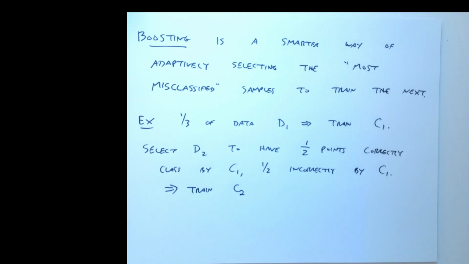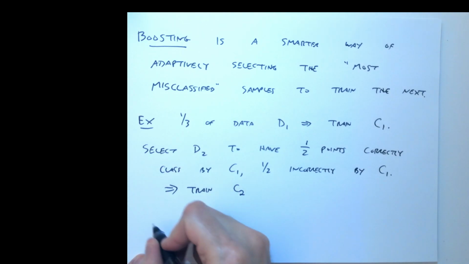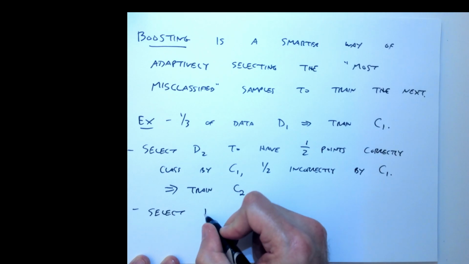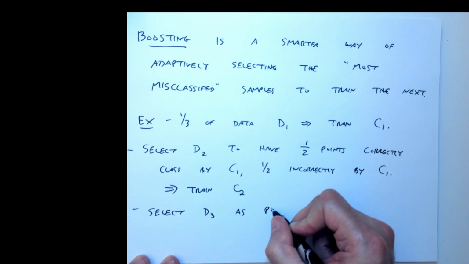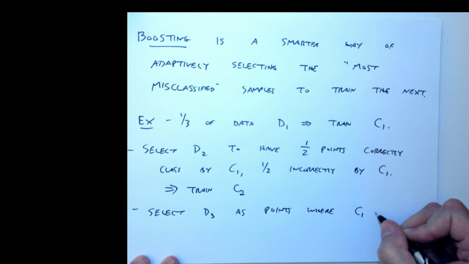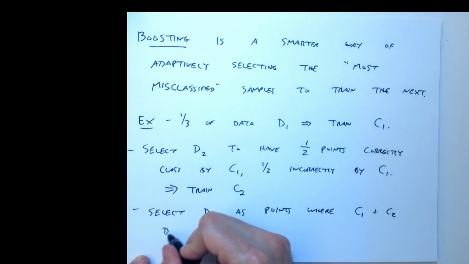So now I've got two classifiers, right? Now what I could do is look and see where C1 and C2 disagree. I'm going to choose a subset of points where they're not giving me the same answer, right? So then I could select D3 as points where C1 and C2 disagree.